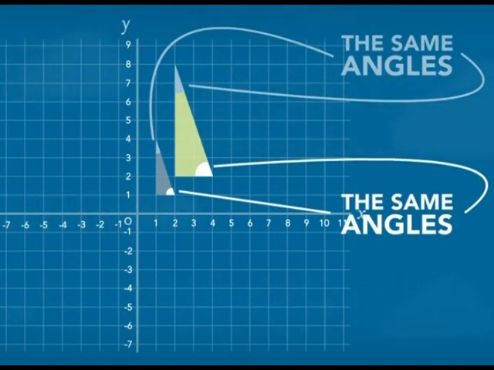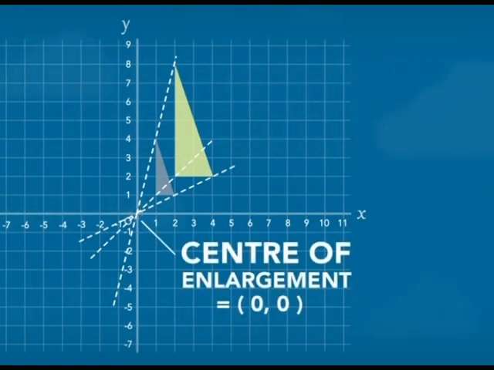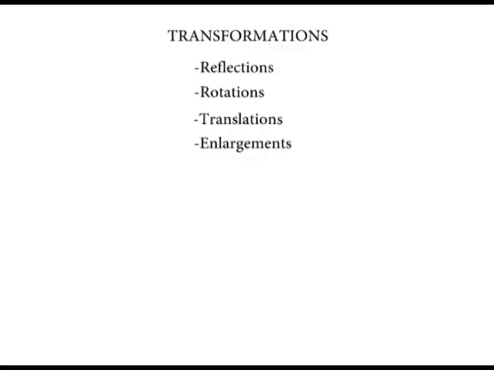If you join the corresponding points on the image and object, they intersect at a point. This is the center of enlargement. An enlargement is fully described by the center of enlargement and the scale factor. In this chapter, we look at 2 more transformations: shears and stretches.